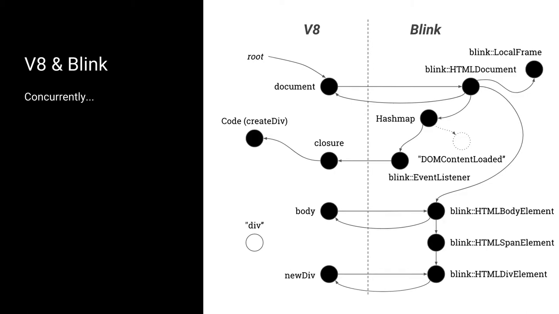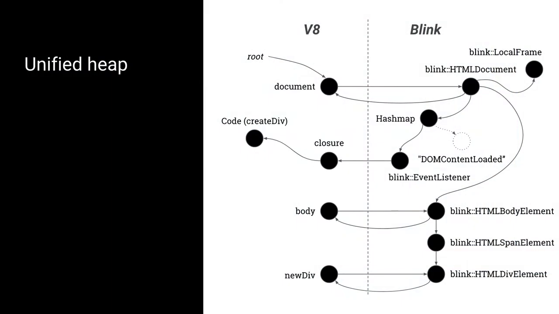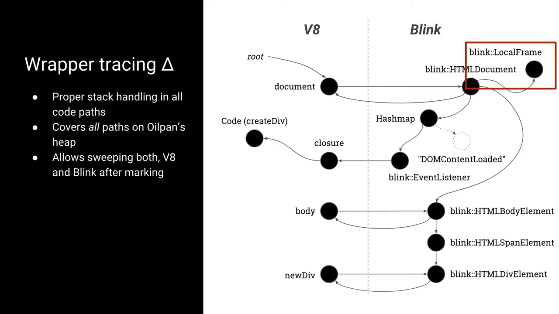In a future world, maybe 1 year from now, everything here happens concurrently, with all the consistency conditions enabled, with all the infrastructure in place. And V8 and Blink can just mark concurrently both of their heaps and hand off responsibilities or references to the other collector. Then in a unified heap, we can actually get rid of objects too. So it seems very intuitive. Where is the difficulty, and where is actually the difference to the current system? Where is the repo tracing delta?